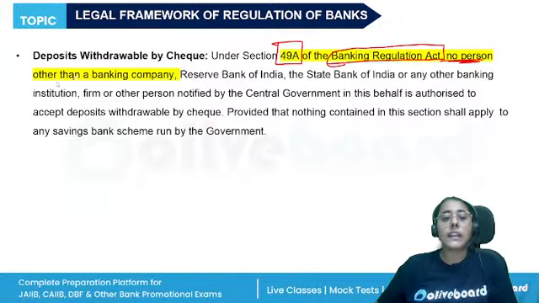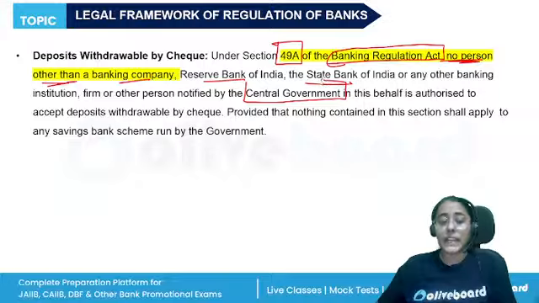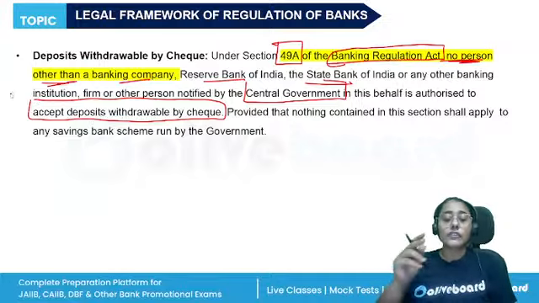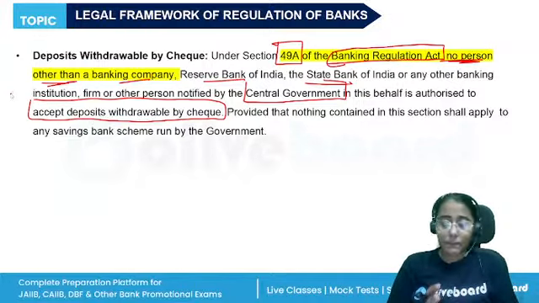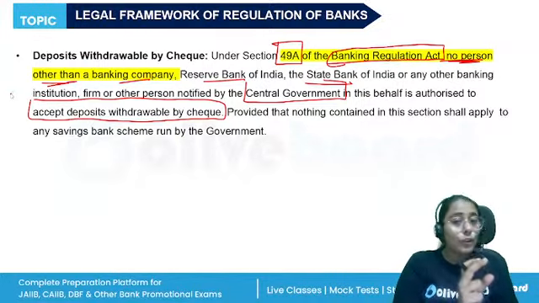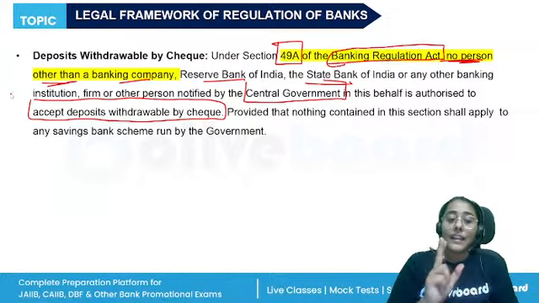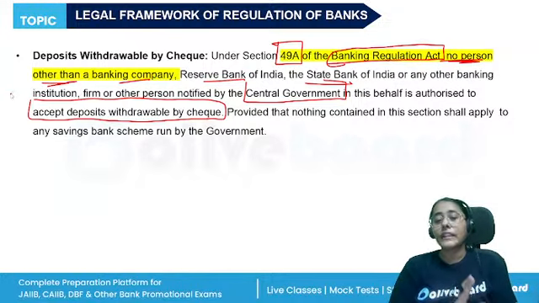Another important section, section 49A of the Banking Regulation Act. No person other than a banking company, RBI or SBI, or any other institution notified by central government is authorized to accept deposits withdrawable by check. So the deposits which are demand deposits will be accepted only by the banks. This is given in section 49A. What is the meaning of this?